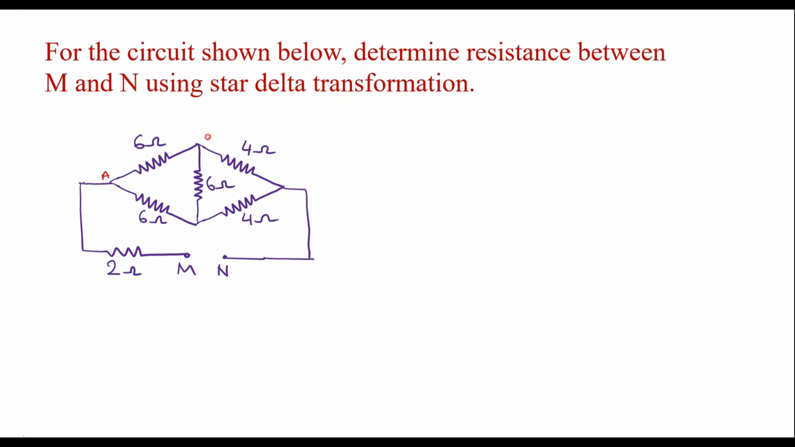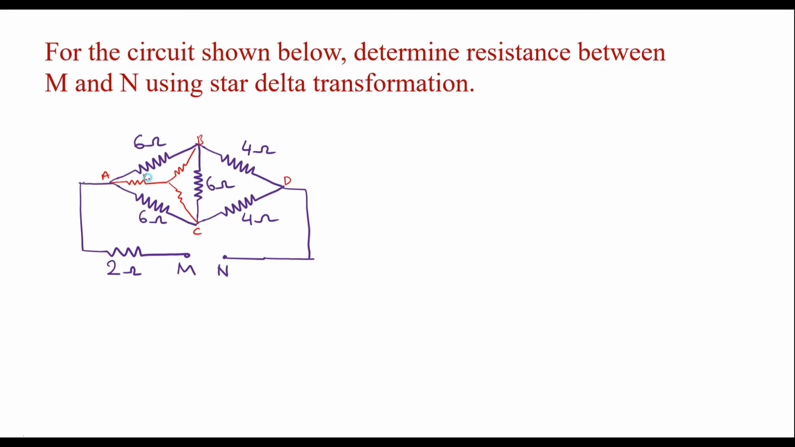Let this be node A, this is B, this is C, and this is D. Here we can observe that ABC is a delta connection. Similarly, BCD is a delta connection. If we convert either ABC or BCD into star, further simplification will become easy. Let's consider the delta connection ABC. If we convert this into star, the equivalent star network may look like this.